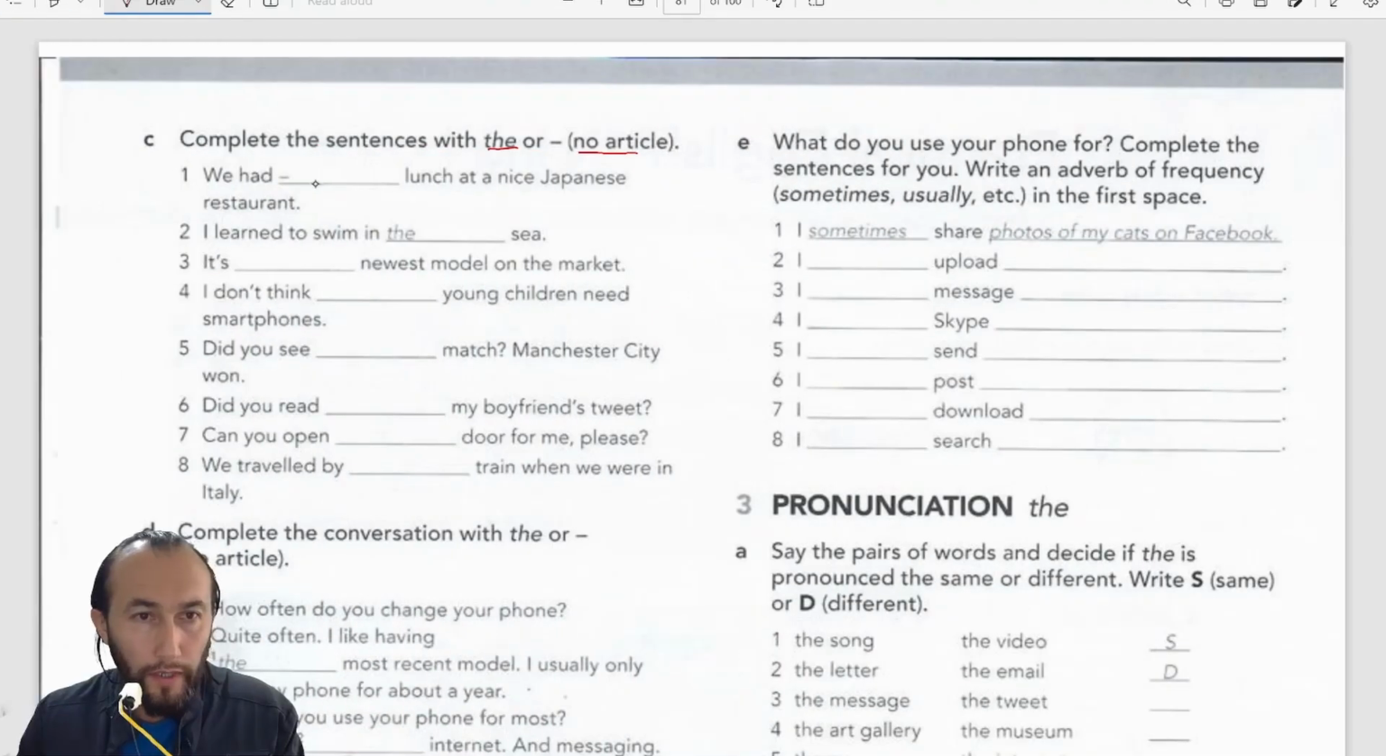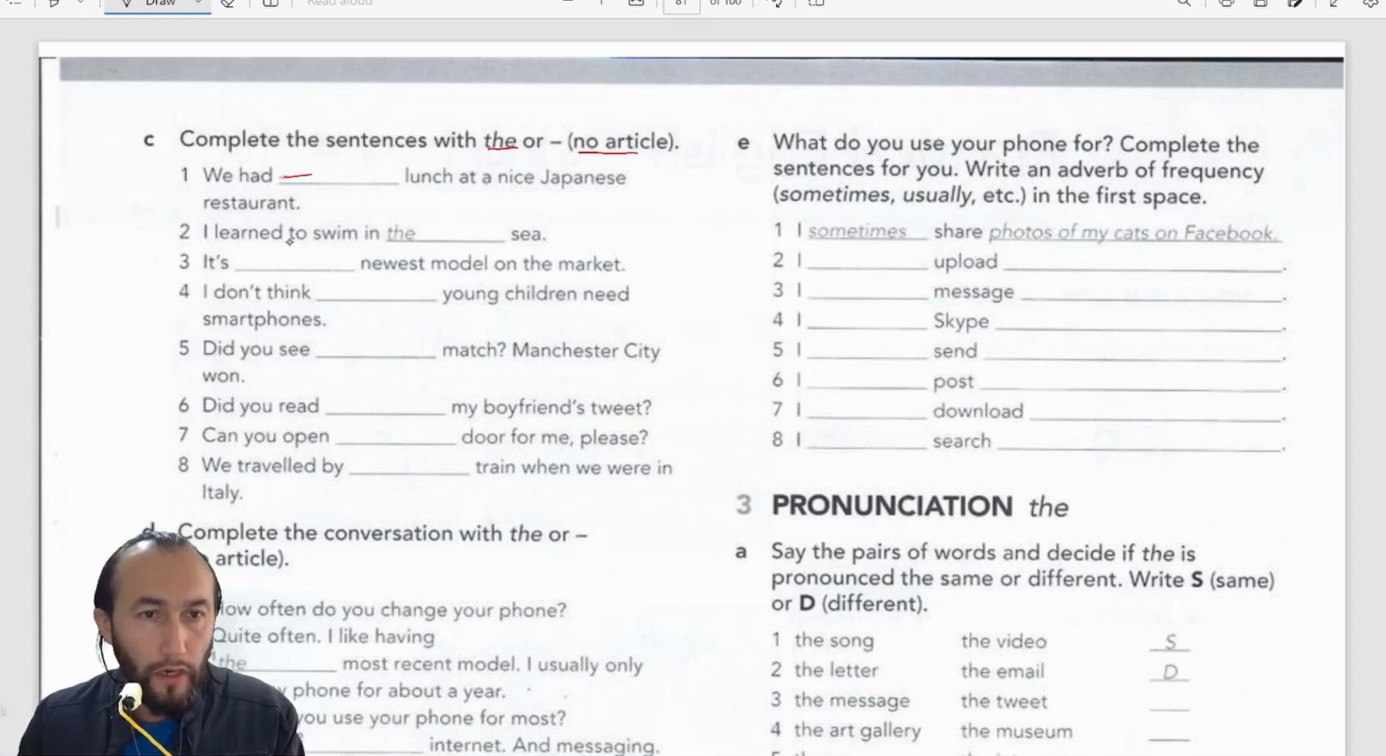So, number one, the first one is done. So, we got no article. We had lunch at a nice Japanese restaurant. So, lunch, breakfast, dinner, generally we don't use an article with it. It's a general time of eating. So we had lunch at a nice Japanese restaurant.